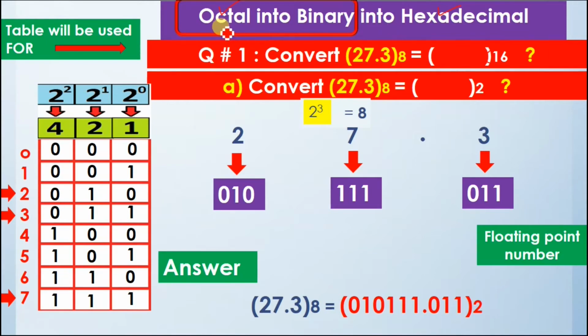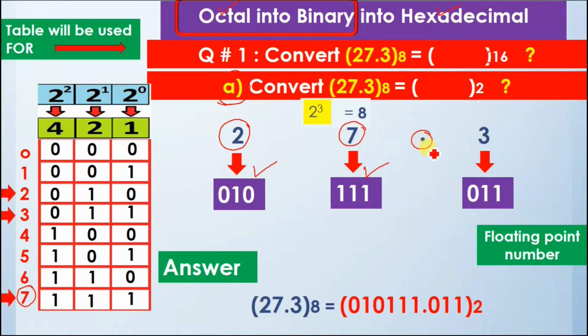So first of all, we will convert octal into binary on this slide, and in the next slide we will convert binary into hexadecimal. So this is part A, and in that we are going to convert the octal number into binary. So here we have the number 27.3. First of all, we will look at the digit 2 and we will look into the table. So 2 is equal to 0, 1, 0 in binary. So we write here 0, 1, 0. Next we have the digit 7, and 7 is equal to 1, 1, 1 in binary. So we write 1, 1, 1.